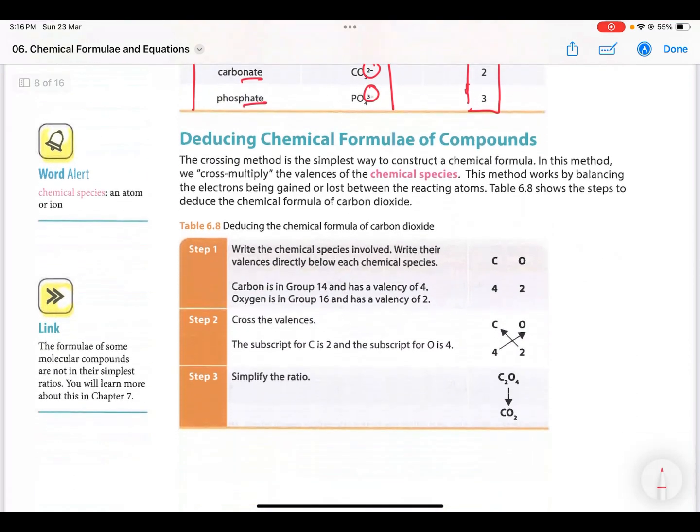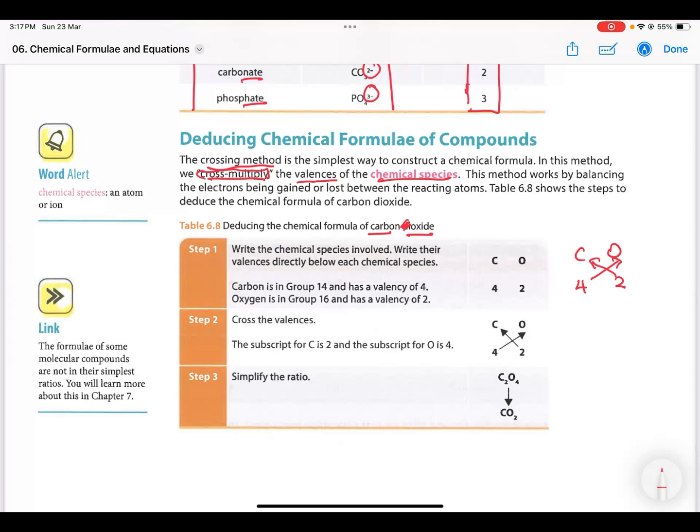We are just going to use this cross multiply method. So the crossing method is very, very simple. In this method, you just cross multiply the valence or valency of the chemical species. Let's look at this table here. So first thing, for example, I want to find carbon dioxide. If I just ignore the "di", just know that it's carbon and oxygen. Then what's the valency of carbon? It will be 4. What's the valency of oxygen? It will be 2.